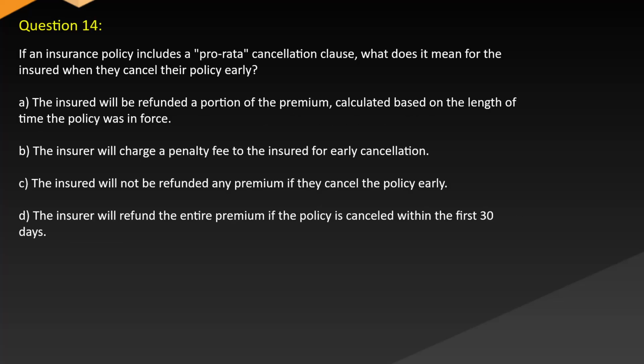Question 14. If an insurance policy includes a pro rata cancellation clause, what does it mean for the insured when they cancel their policy early? A. The insured will be refunded a portion of the premium calculated based on the length of time the policy was in force. B. The insurer will charge a penalty fee to the insured for early cancellation. C. The insured will not be refunded any premium if they cancel the policy early. D. The insurer will refund the entire premium if the policy is cancelled within the first 30 days.